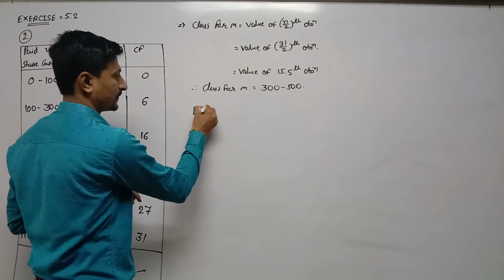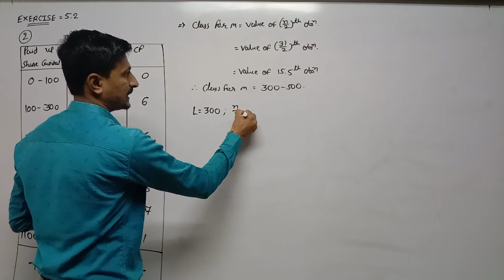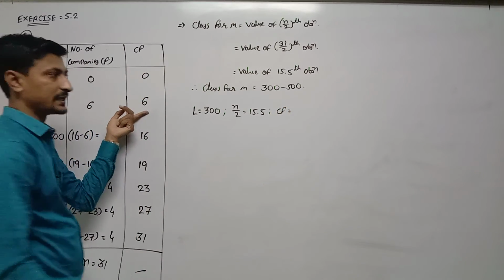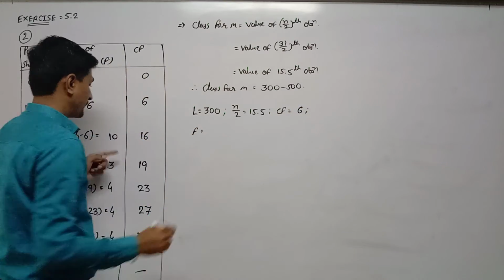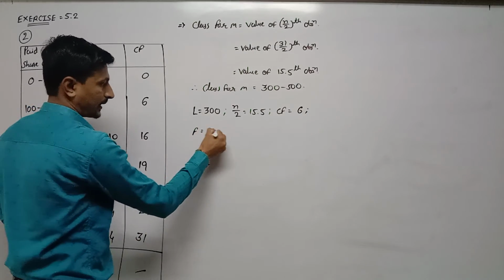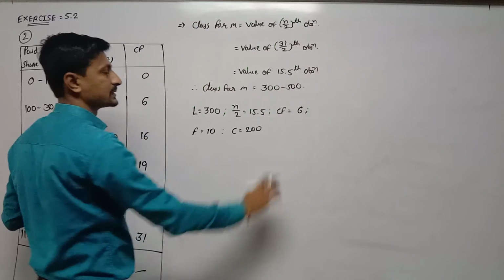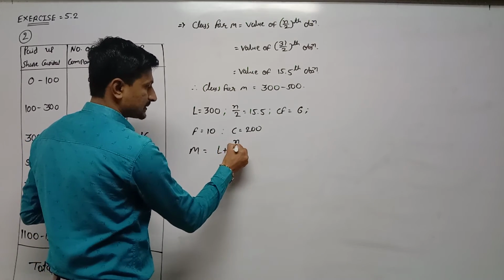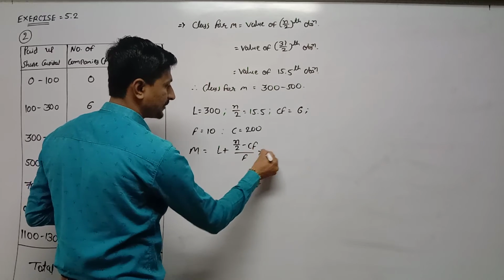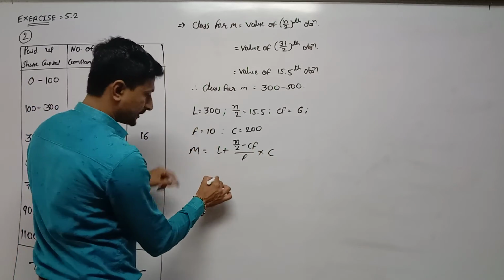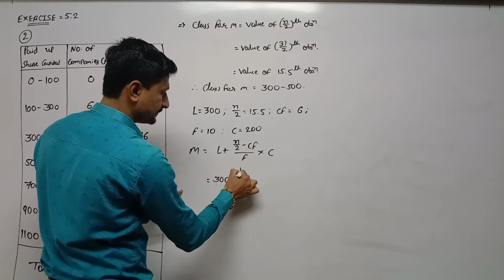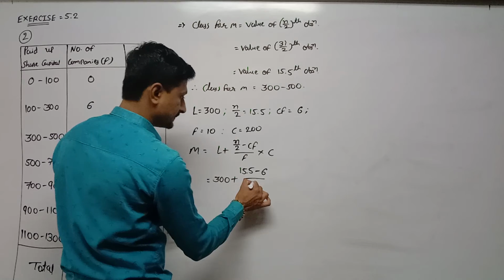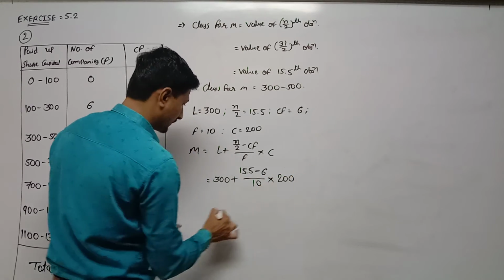So lower limit, check it, L is 300, n by 2 is 15.5, CF, preceding class cumulative frequency, is 6, F, frequency of that class, is 10, and class length is 200, upper limit less lower limit, 500 minus 300. Next, write the formula for median. L plus n by 2 minus CF by F into C. L is 300 plus n by 2, 15.5 minus CF 6 divided by F is 10 into class length C is equal to 200.